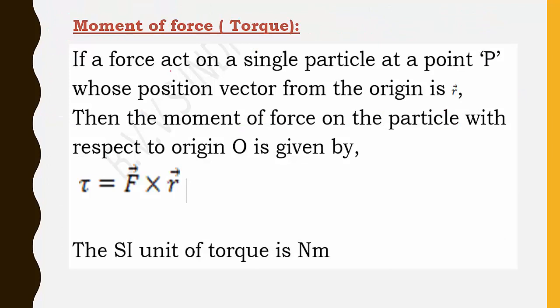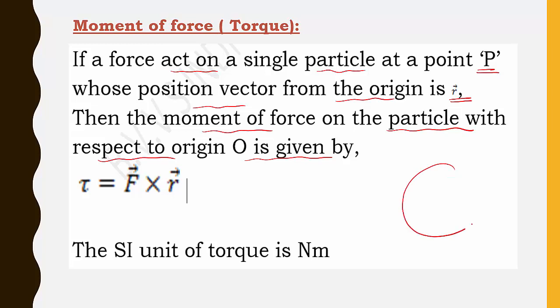Then, if a force acts on a single particle at point P, whose position vector from the origin is vector r, then the moment of force on the particle with respect to the origin is given by the following. If this is the object, in that I am going to consider point P. So let us consider this is point P. It is the center of the object, taken as the origin. From the origin to the particle P, let us take the vector r. Then the moment of force, that is, the torque of the particle, is given by the equation tau equals F cross r. This is a cross product.